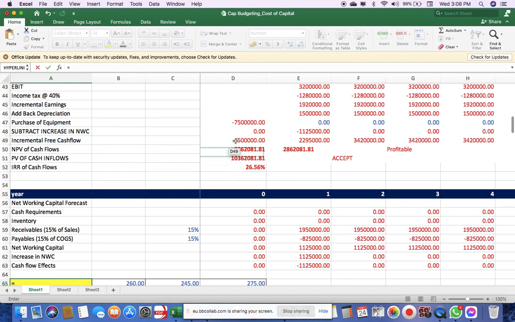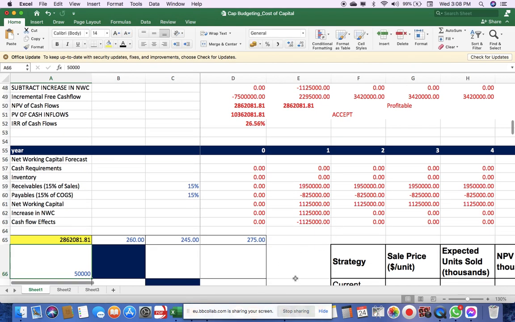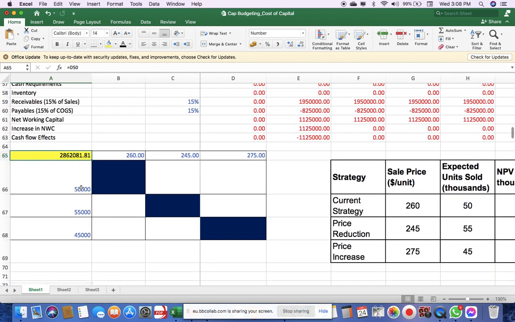First is equal to, you show the NPV you have calculated here. What do you want? Here we want to show the NPV. So show the NPV here. Right? Next is enter. What happens? NPV is 286,2081 in the original scenario. What is the original scenario? 50,000, $260. We want to fill the other scenarios, all the other places.